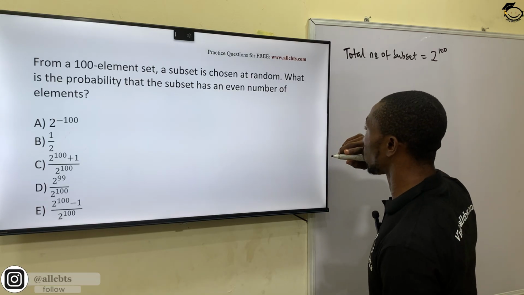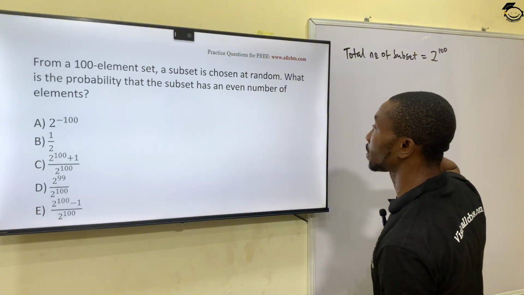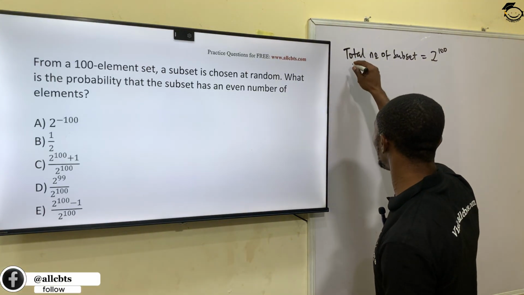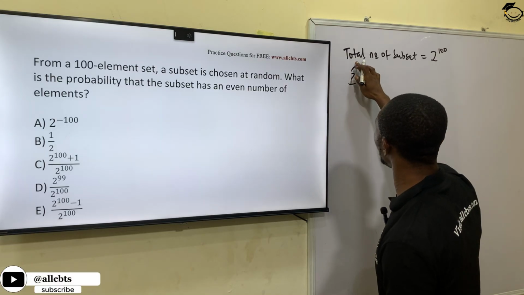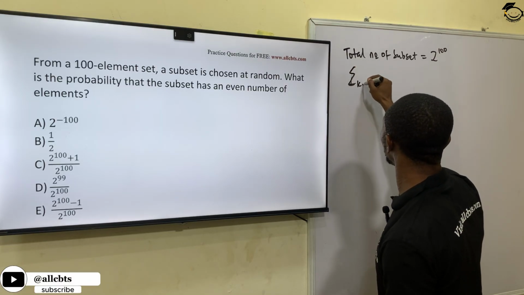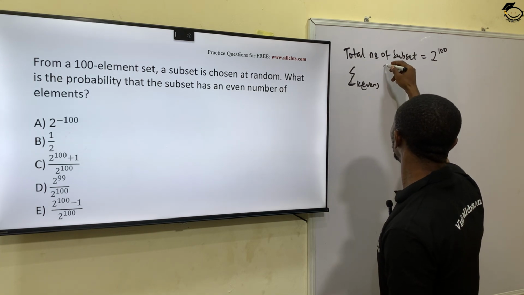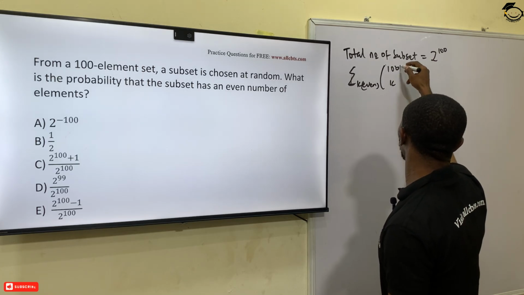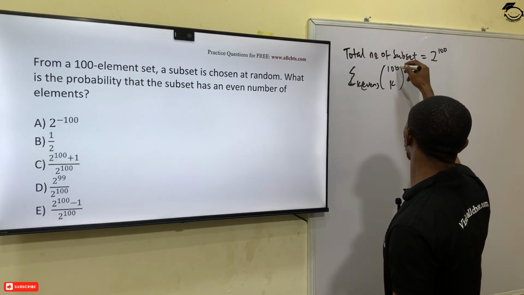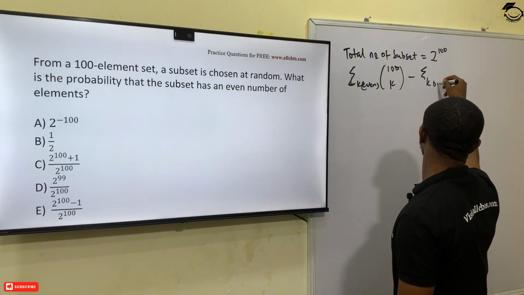Okay, so for us to find possible subsets for even numbers will be a summation for k even of 100 choose k, which is 100 minus summation of k odd.